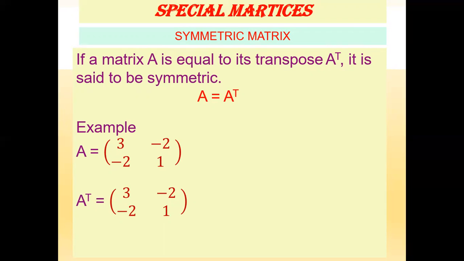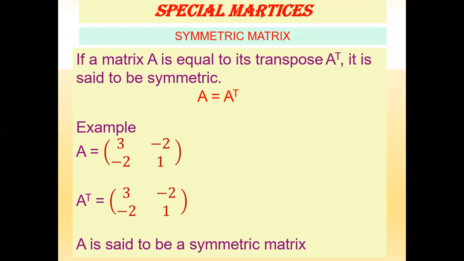Okay, so what have you noticed here? I think we all can see that A equals A transpose here. So that means that we would say that A is a symmetric matrix. So A is said to be a symmetric matrix. That's what symmetry means when you're dealing with matrices. The matrix is equal to its transpose. That's what it means.